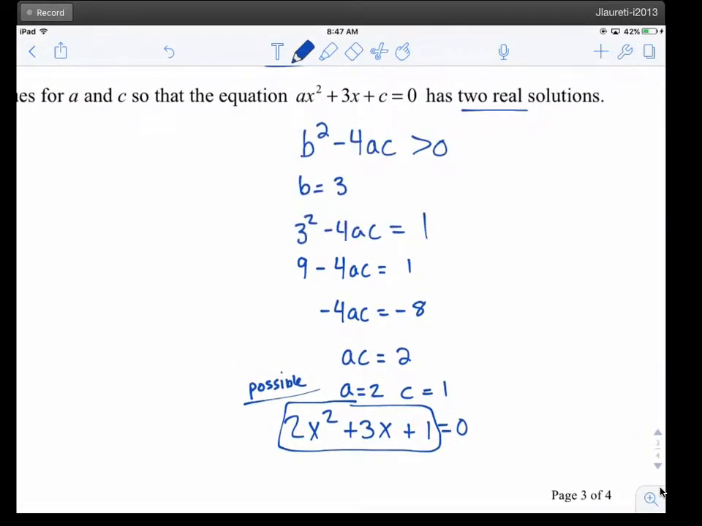Not all the time. You could let A be 1 and C be 2. It doesn't have to be. It really just depends on what number you get here. Like if you got 12, you could do like 3 and 4, or 6 and 2. Yeah, you can always do 1. It just, again, depends on the number that you get.